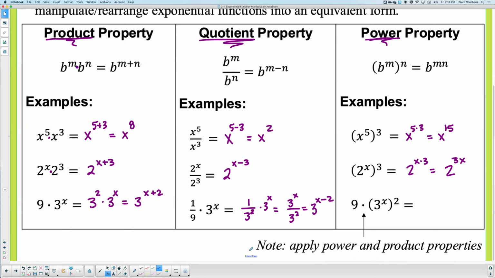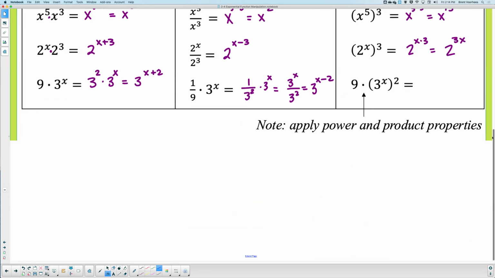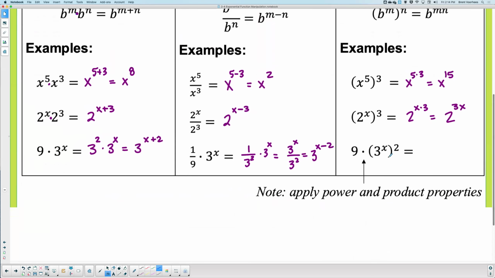And just like the first two, I try to give you something tricky here for the third example. Here, what could I do with my 9? I could change that to 3 squared times. Here, what could I do with the 3 to the x raised to the squared? 3 to the power of x times 2. And this, you could simplify once and for all. This is the same thing as 3 to the 2x.